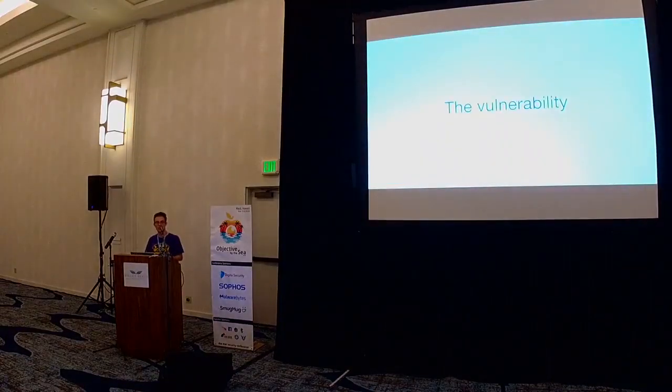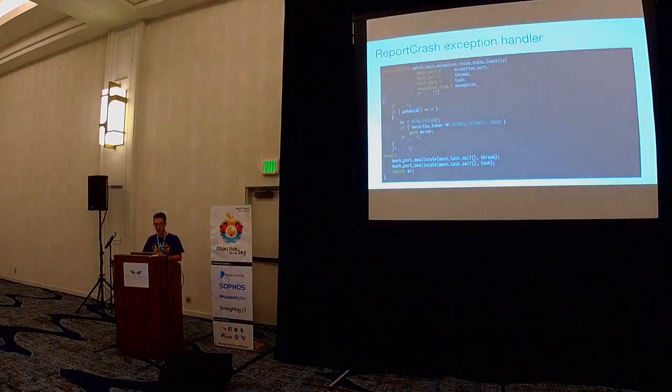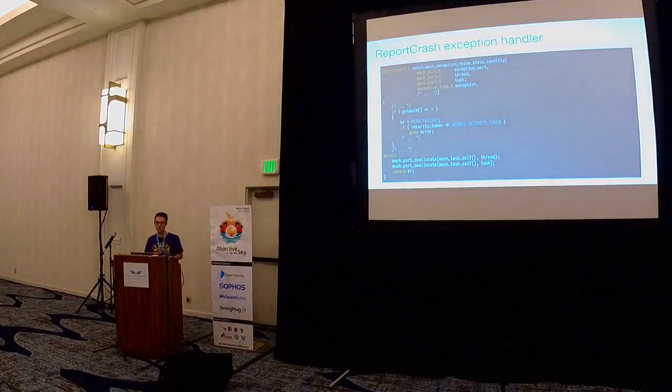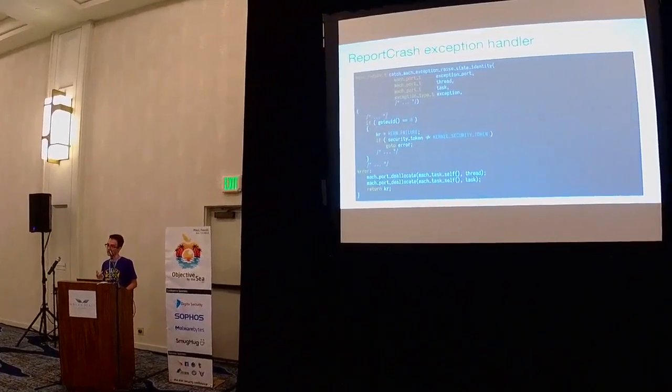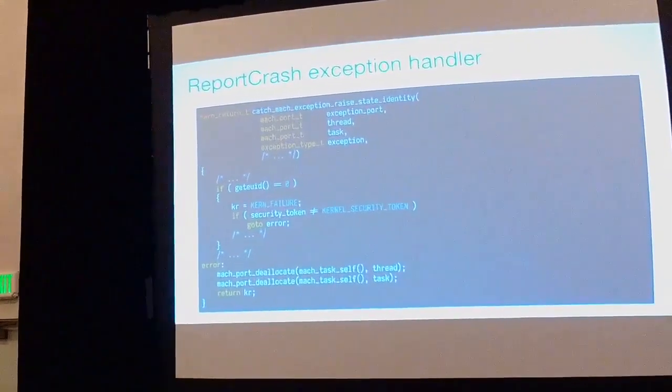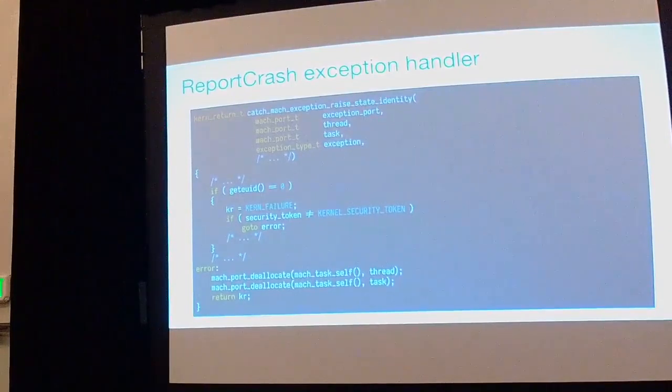So let's talk about the vulnerability. I basically just opened up ReportCrash in IDA Pro and decompiled it to look at the exception handling service routine. Remember, this is the function that gets called whenever an application on the device crashes. And here's the code. This function gets called by auto-generated MIG code, and the thread and task port parameters here are parsed directly from the exception message.